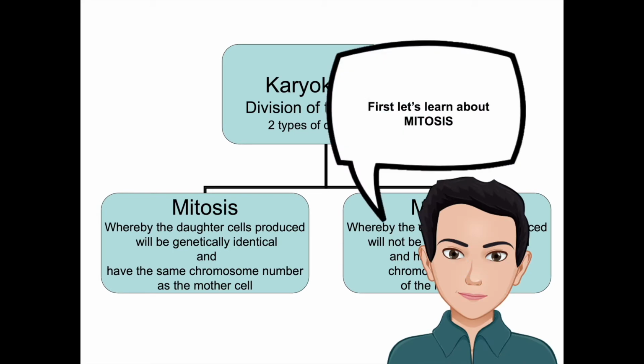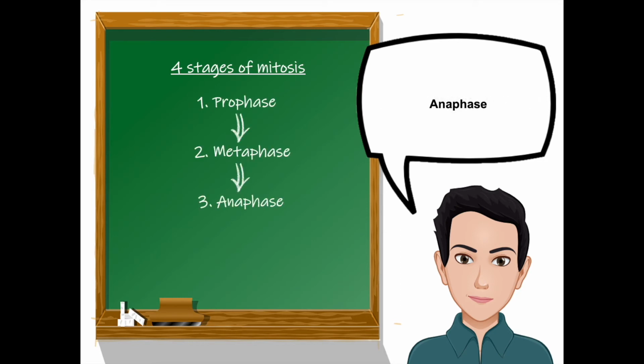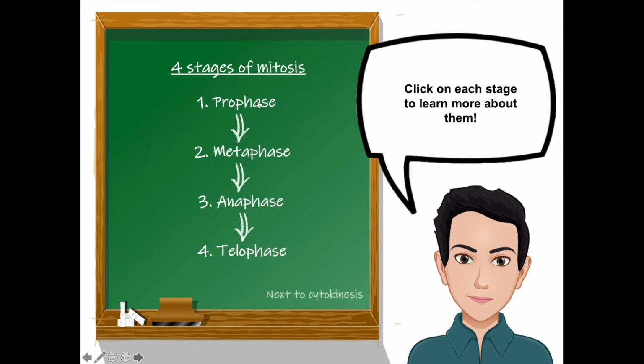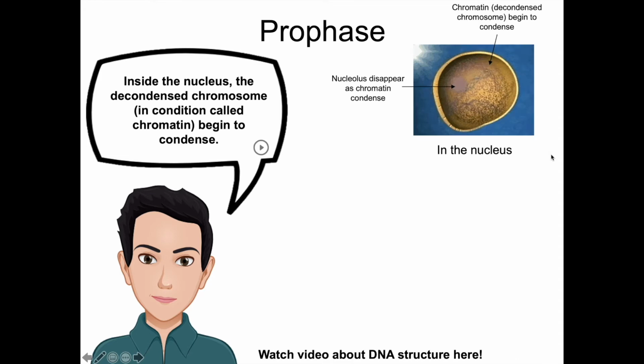Let's focus on mitosis first. There are 4 stages to mitosis: Prophase, Metaphase, Anaphase, and Telophase. Let's learn about each of the phases. Prophase. Inside the nucleus, the decondensed chromosome in the form of chromatin will begin to condense or coil, as you can see in the diagram.